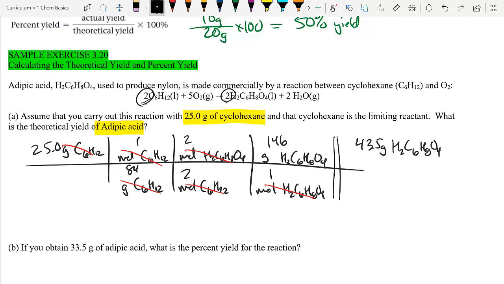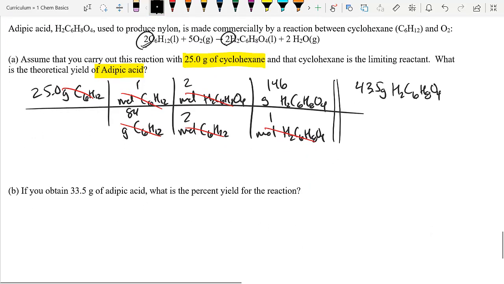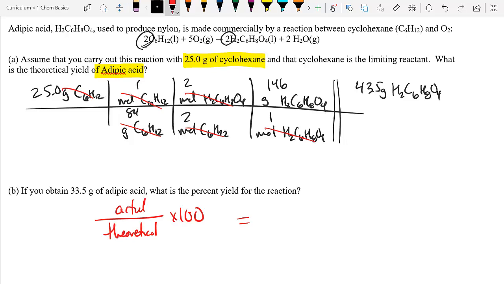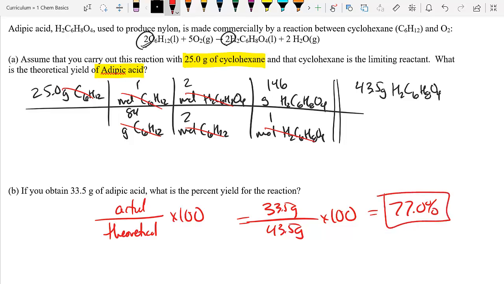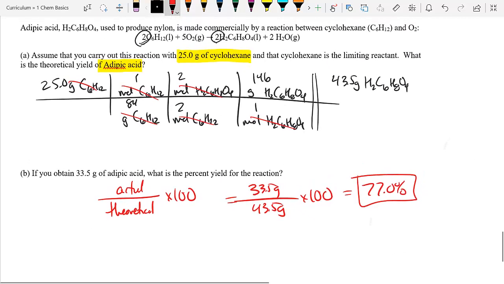Now, question B is asking, if you were to obtain 33.5 grams of adipic acid in this process, what's our percentage yield? So this one should be, again, fairly straightforward. It's going to be the actual over the theoretical yield times 100. So we set that up, the actual 33.5 grams over the theoretical 43.5 grams times 100. We find that our final answer on that ends up being 77%. And life is good. So hopefully that was helpful.